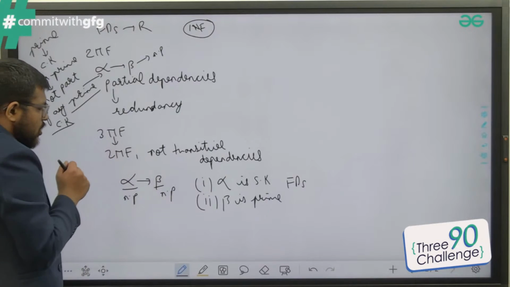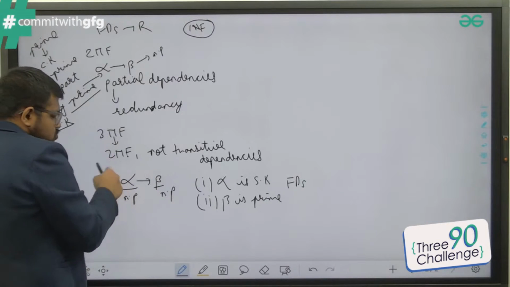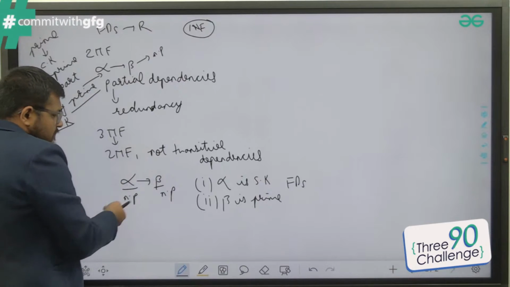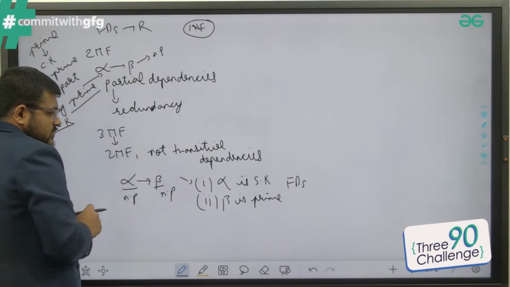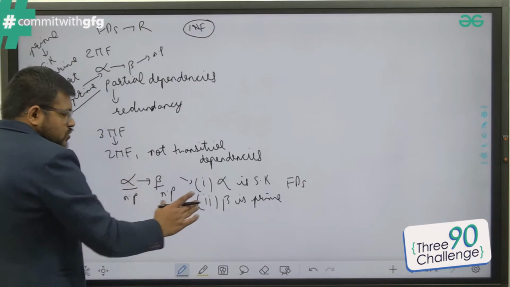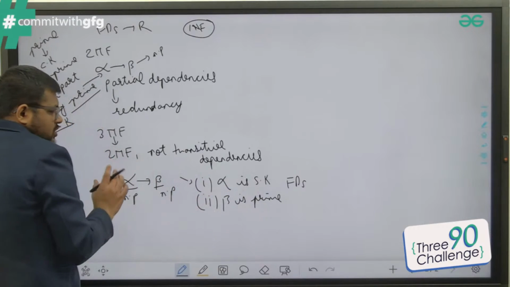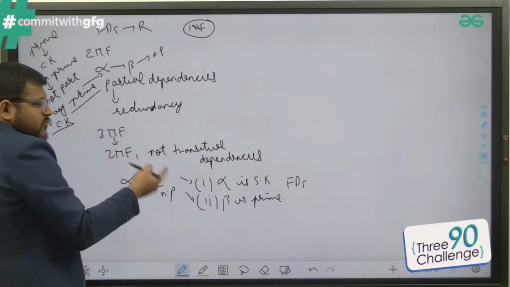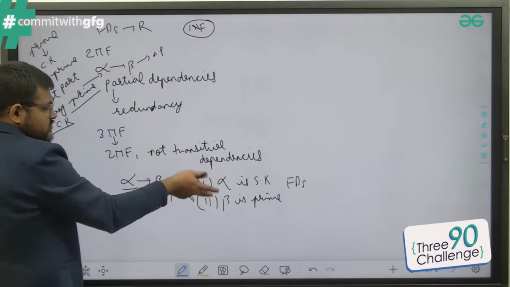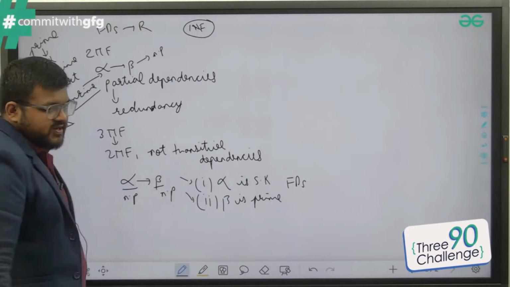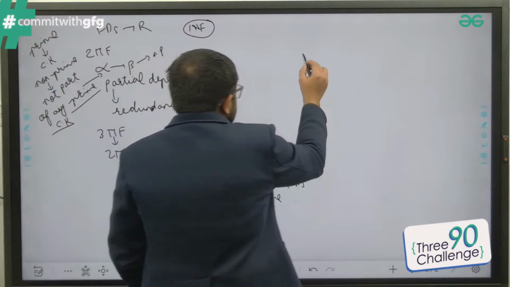So non-prime determining non-prime. If alpha is a super key, it means it is not a non-prime. So either this condition is true, or beta is prime, so it is not non-prime. So if at least one of the two conditions holds true for all functional dependencies, then we say that our table is in 3NF.